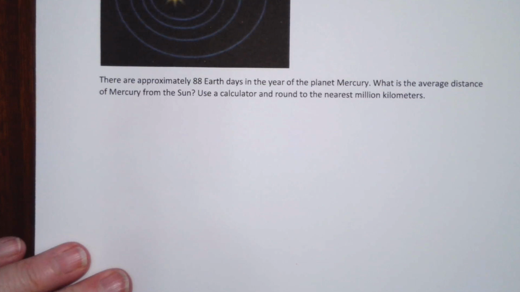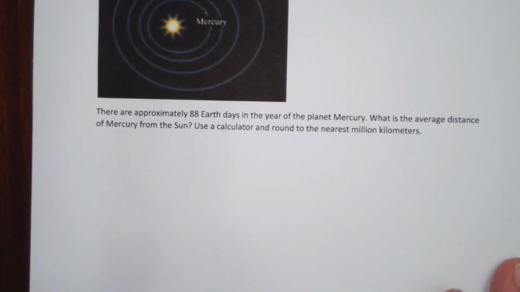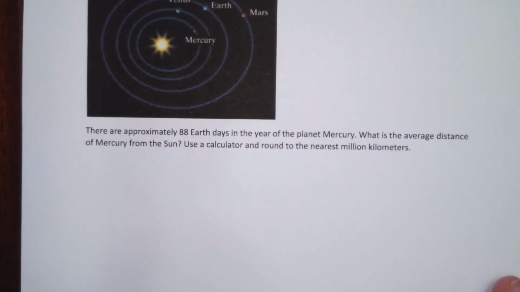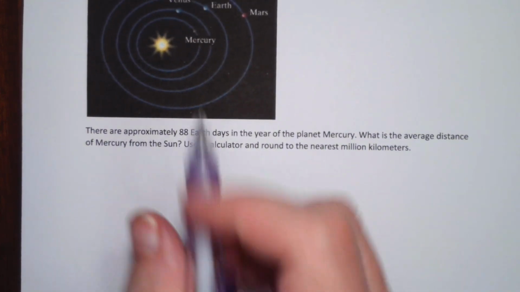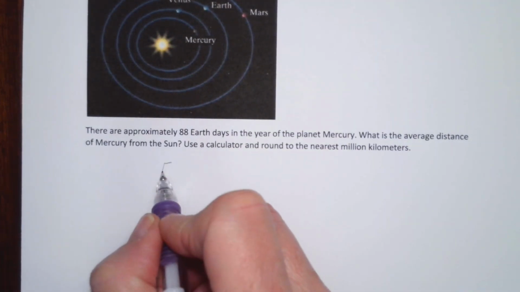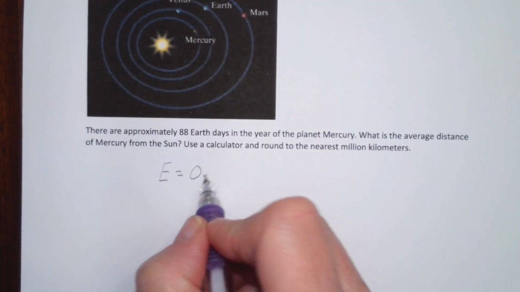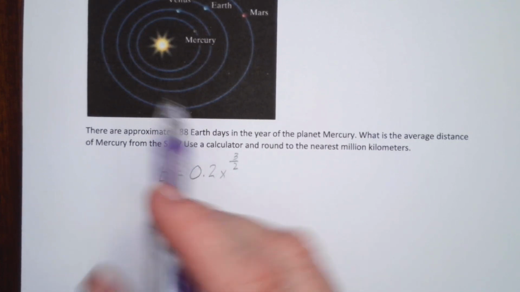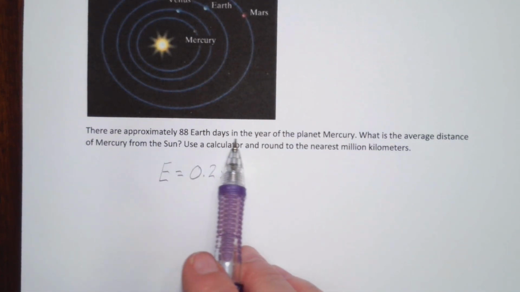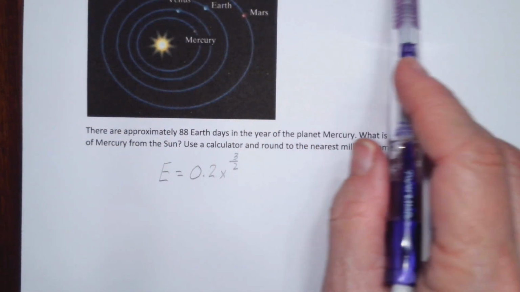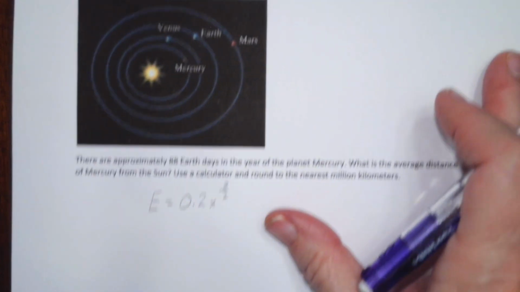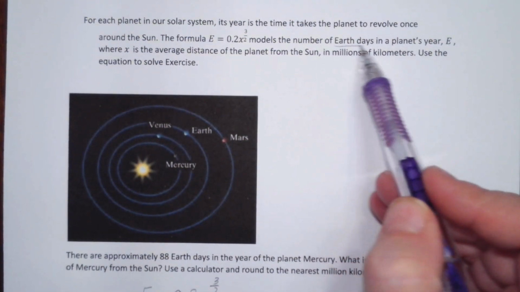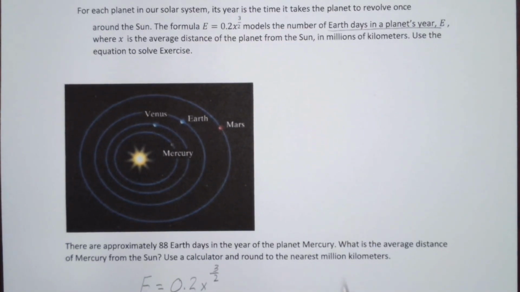All right. Then we have one more, and I'm going to let us set this up, and then if you need help, you can ask in class. So this is our equation right here. It says E is equal to 0.2x raised to the 3/2. All right, and it says there are approximately 88 Earth days in the year. So up here, it says the Earth days is E. So our 88 Earth days, this is going to be our E.